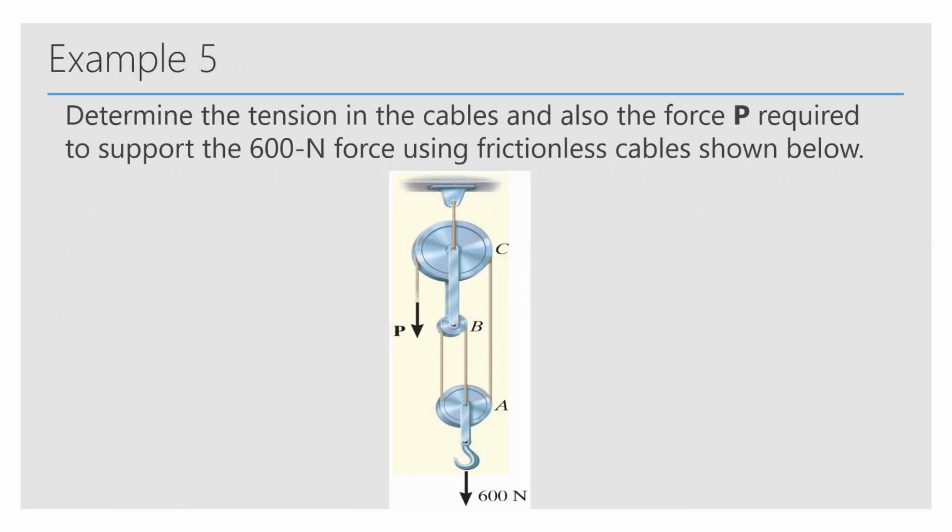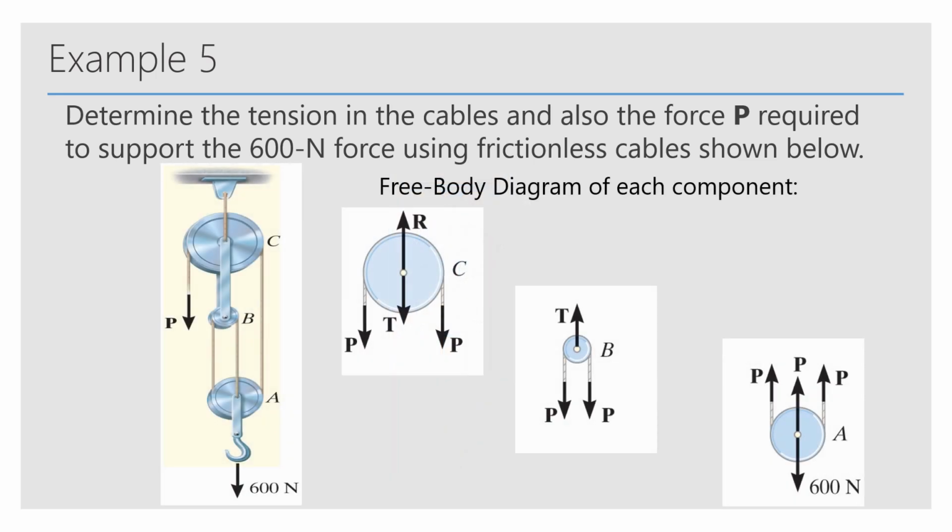So let's take a look at this example 5. They asked us to determine the tension in the cables and also the force P required to support the 600 newton force using frictionless cables shown below. So we see that there's a pin A, B, and C. These are three different pulleys, and we want to find the tension in the cables, and we also want to find that force P that's being pulled.